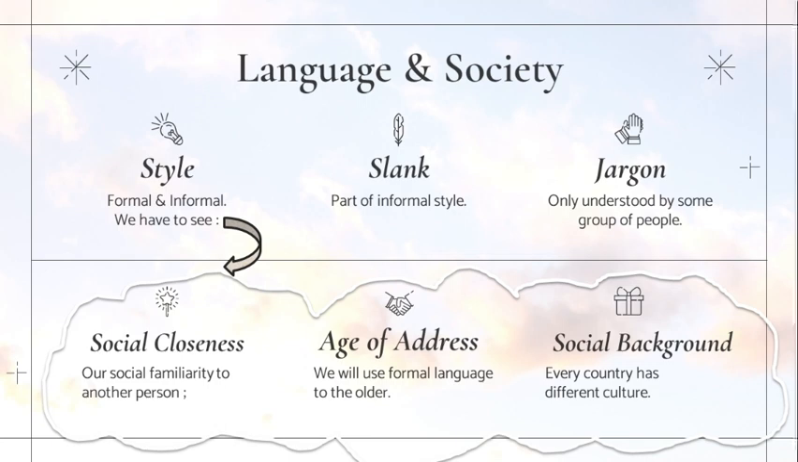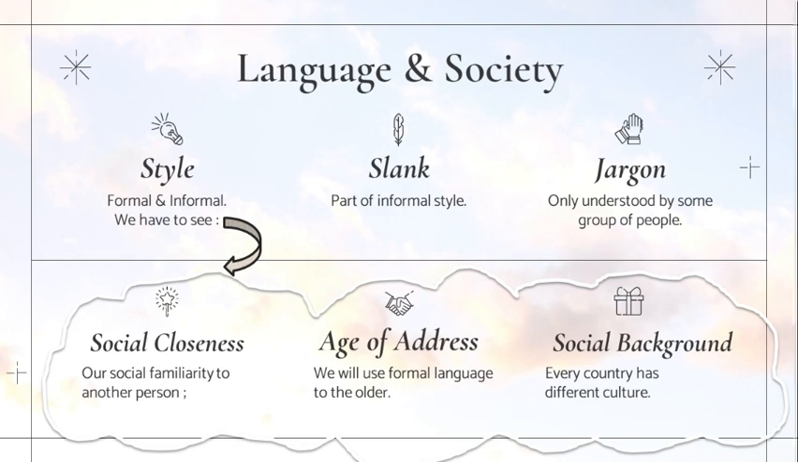For social closeness or social familiarity to another person, a more intimate social relationship represents greater social closeness. For example, family and best friends have an intimate relationship. If it is an intimate relationship, informal style is used. Next, age of address. Age is important in some countries. In these countries, we use formal language to the older and informal language to the younger one.